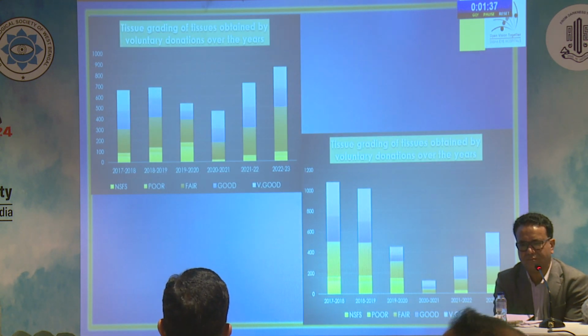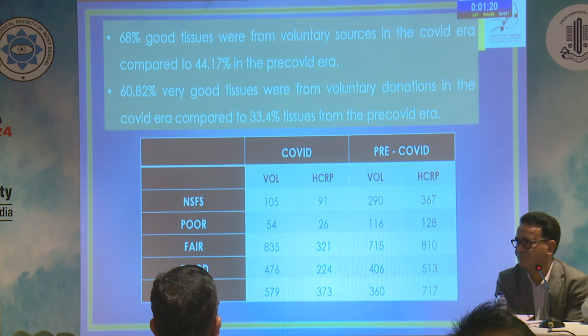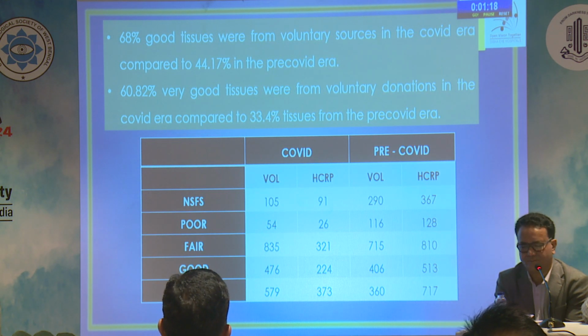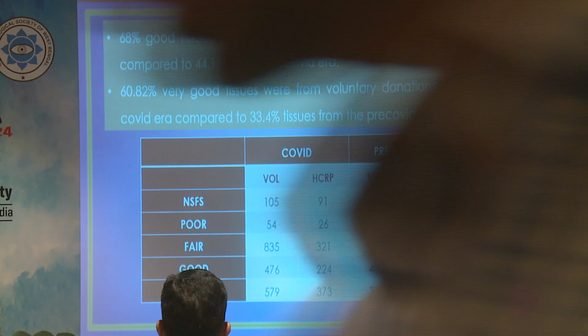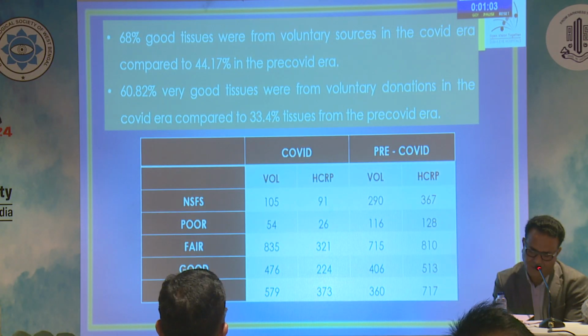Tissue grading: most of the tissues received by voluntary donations were from fair to very good, and those received from HCRP were of good category. 68% of tissues from voluntary sources in the COVID era were of good category, while 44% of the tissues were of good category in the pre-COVID era. Those were 60% in the HCRP group, and 60% in the COVID group.